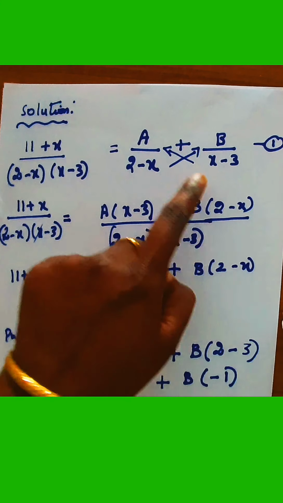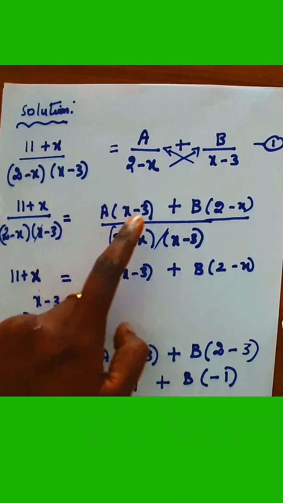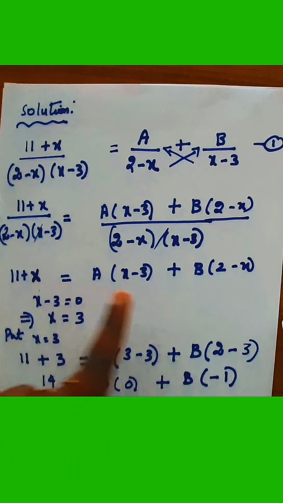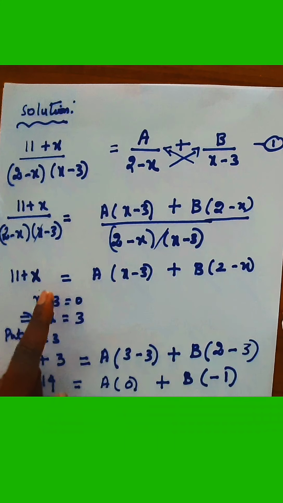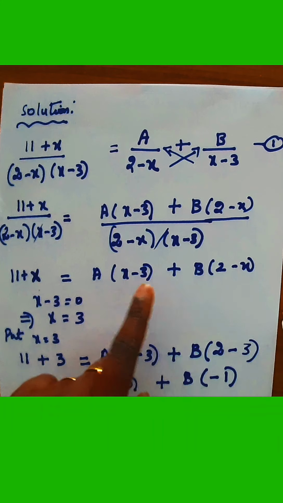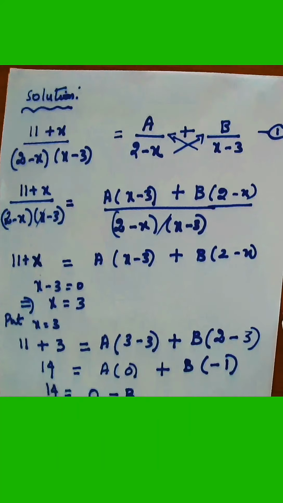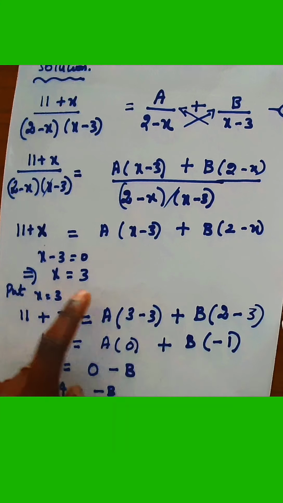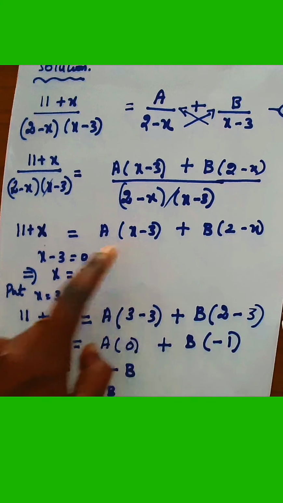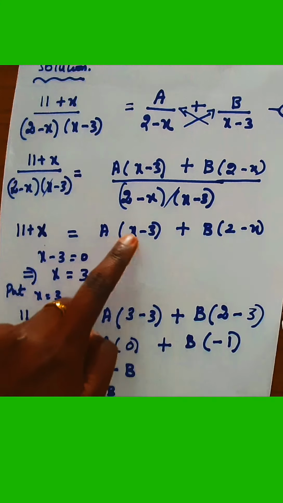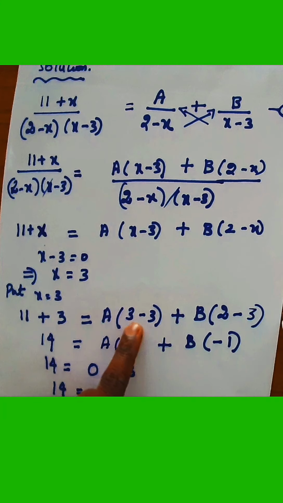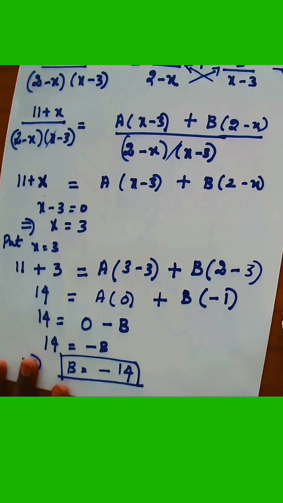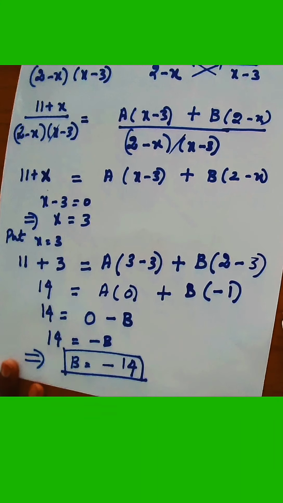Take the LCM. Cross multiply: a into x minus 3 plus b into 2 minus x. The denominator will get cancelled. Equate only the numerator: 11 plus x is equal to a times x minus 3 plus b times 2 minus x. So in order to get the value of a and b, equate this term. x minus 3 is 0, x is 3. Substitute in this equation. So x will be 3, here 3 minus 3 will become 0, 2 minus 3 is negative 1. After simplifying, we get the value of b is negative 14.